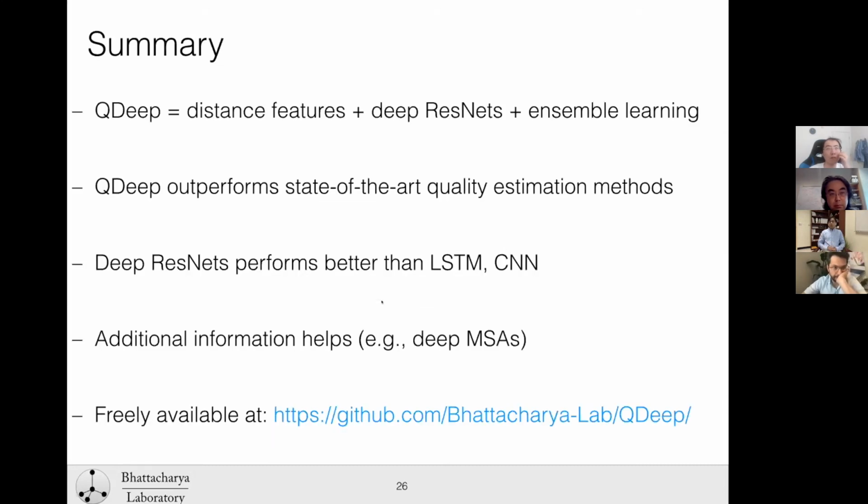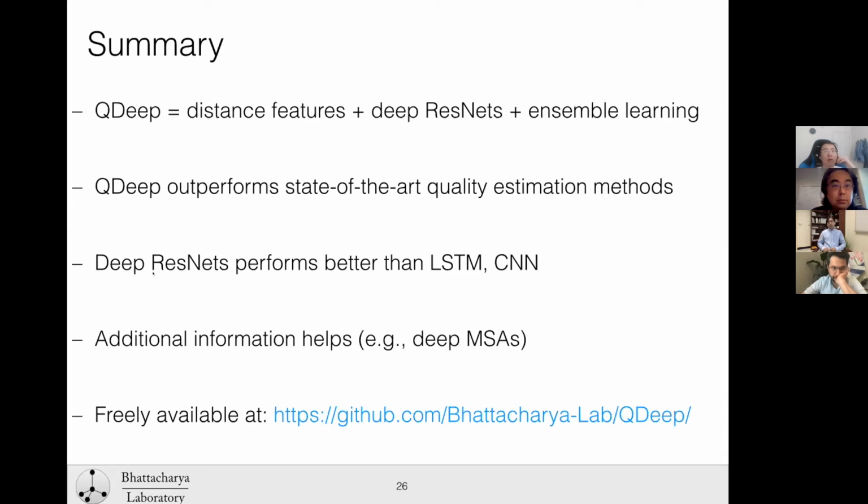So let me summarize this part of the talk before going to the next segment. The contribution of the QDeep method is threefold. First of all, we introduced distance features. We also introduced the deep ResNet classifiers and applied ensemble learning to come up with a new quality estimation method called QDeep. It outperforms the state-of-the-art quality estimation methods, and we are trying it out in the blind CASP14 assessment, which is currently underway.